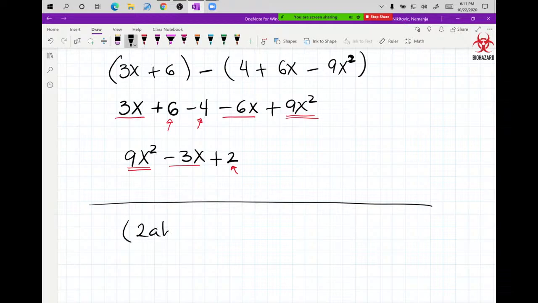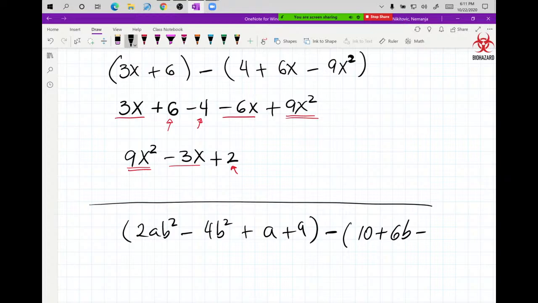So 2ab squared minus 4b squared plus a plus 9 minus 10 plus 6b minus 6b squared plus ab squared. So I'll let you think about this and try and solve it on your own.